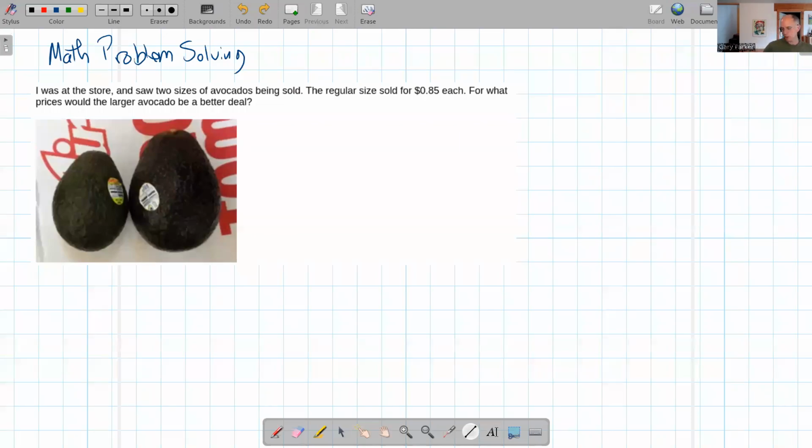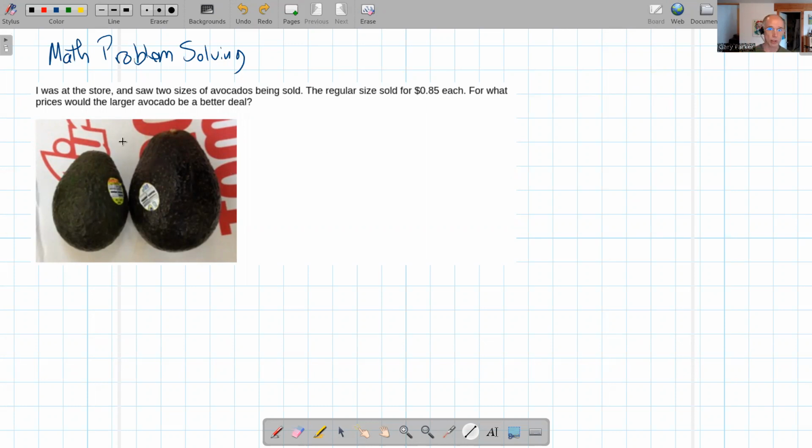So here's an interesting homework problem related to something we might find at the store. Generally I see two different size avocados at the store. The smaller one, let's say that's the regular one, is usually cheaper than the larger one. And then the question is, well, are they the same deal? Like, is one a better deal than the other? Well, what does that mean exactly?